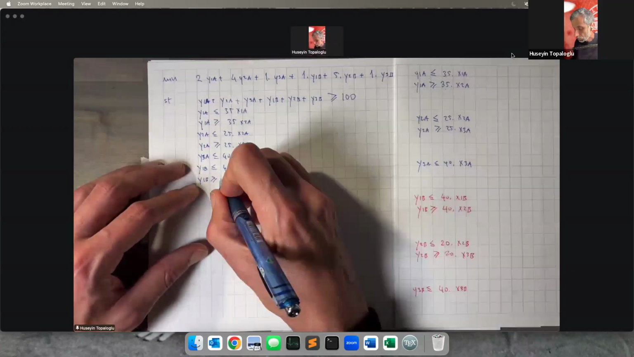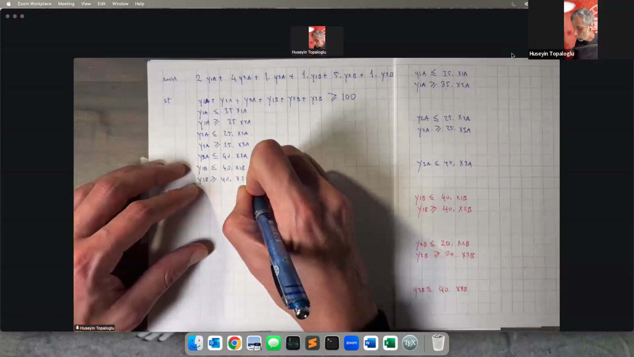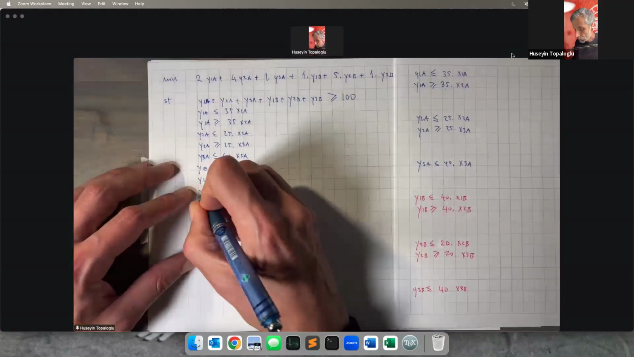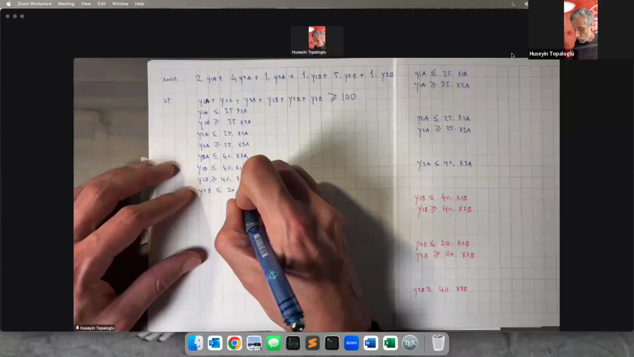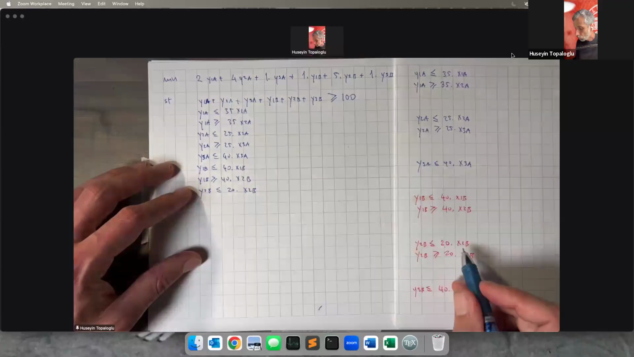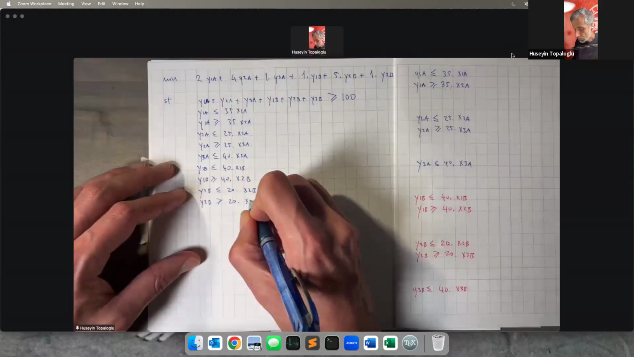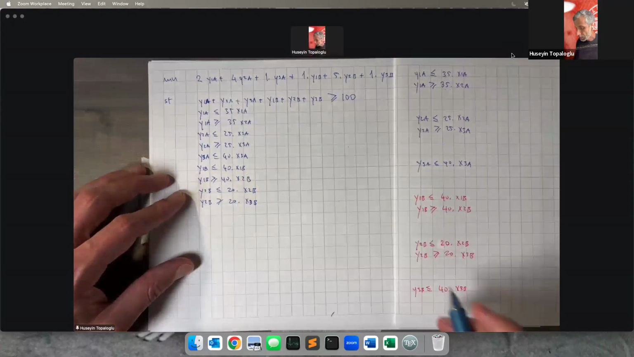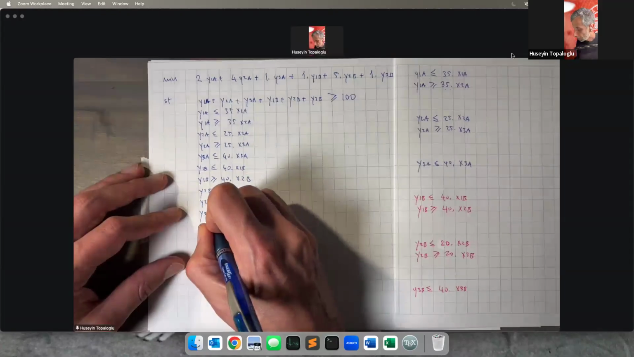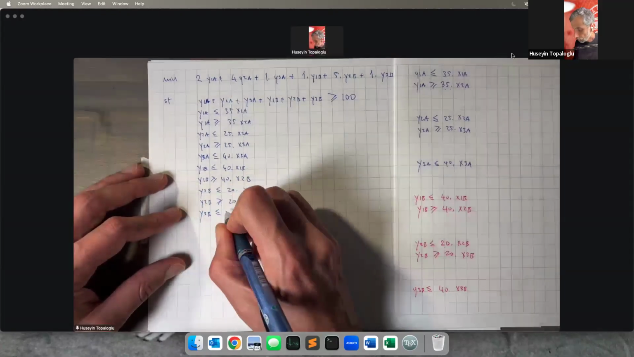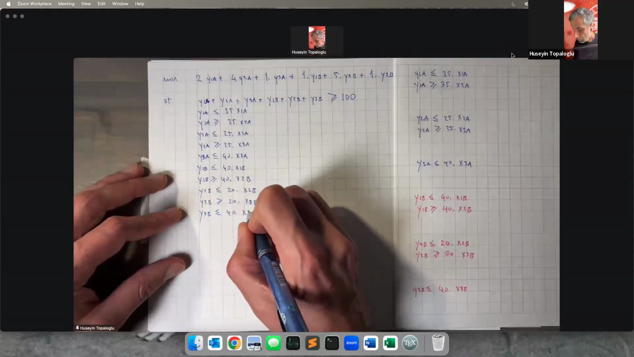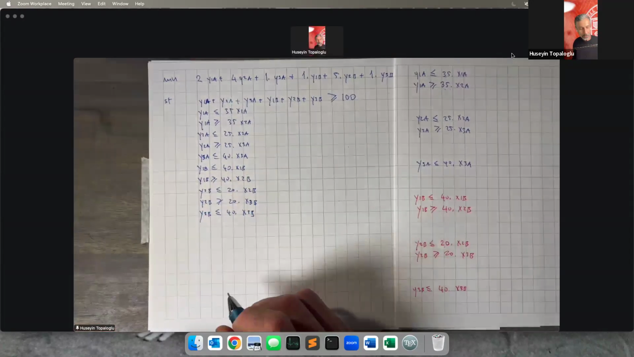Y1b is greater than or equal to 40 times x2b. Y2b is less than or equal to 20 times x2b. Y2b is greater than or equal to 20 times x3b. And lastly, Y3b is less than or equal to 40 times x3b. Great.